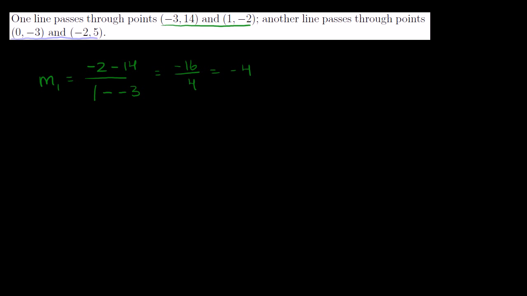Now what's the slope of that second line right there? So we have the slope of that second line. Let's say 5 minus negative 3.